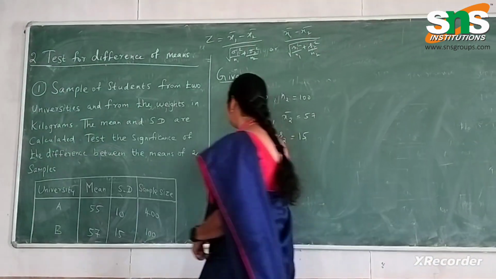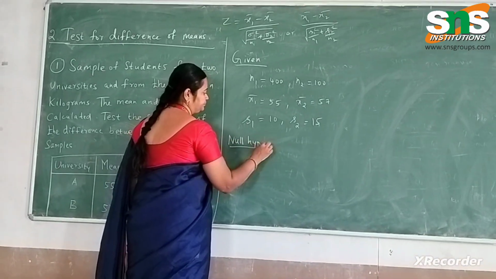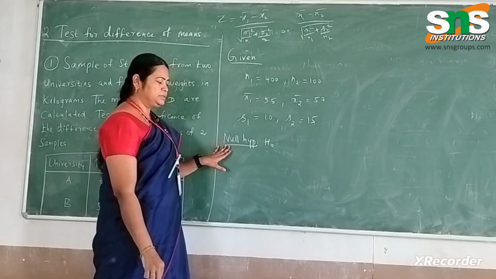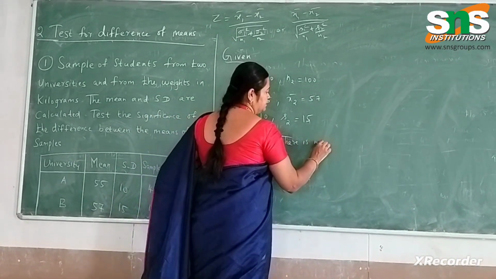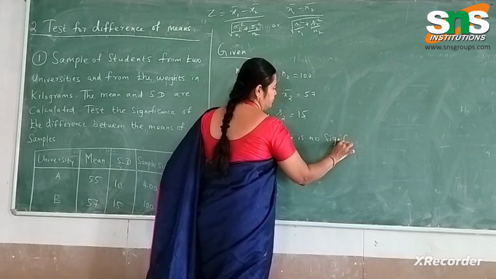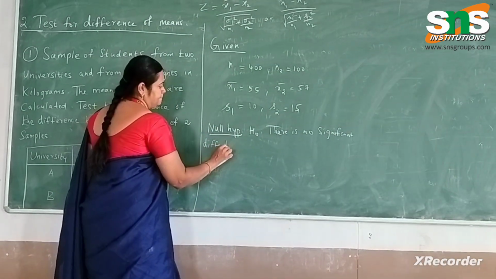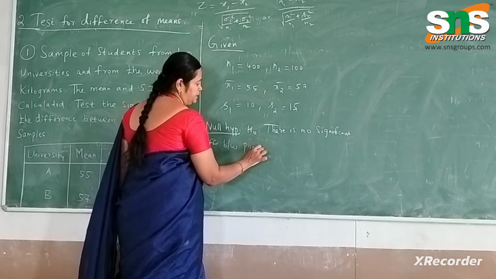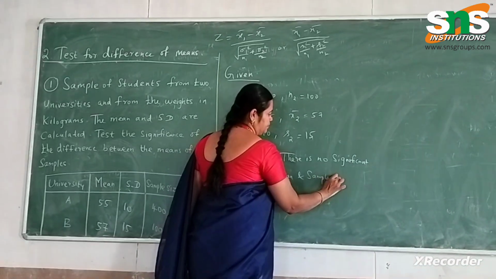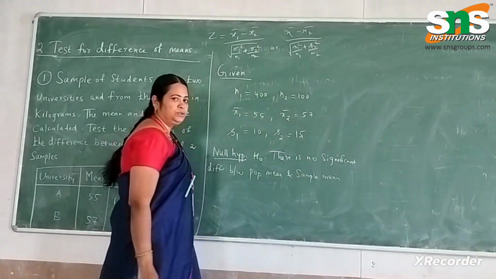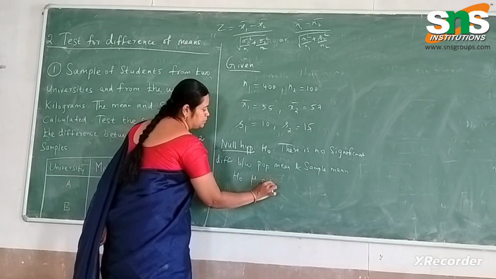Now let us write the null and alternative hypothesis. Null hypothesis H0 is that there is no significant difference between population mean and sample mean. Since we are having two means, we denote this by H0: mu1 equal to mu2.